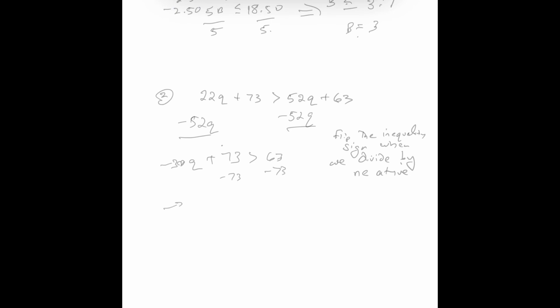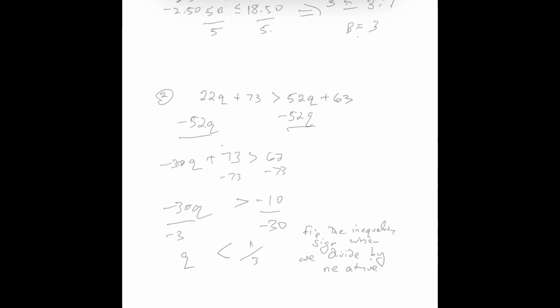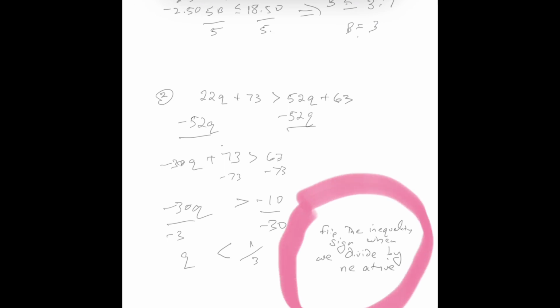That's going to disappear, so it's negative 30q is greater than negative 10, and then I'm going to divide by negative 30, and notice, those of you who are sharp, I'm going to then switch the sign. Look at that, right? And why do we do that? Well, because whenever we divide or multiply by a negative number, we flip the sign, and here it is. I'll do that in a different color here, make it a little bit more of a big deal. Flip the inequality sign when we divide by a negative, and that's what happened right here. We divided by negative 30, and we flipped the sign.